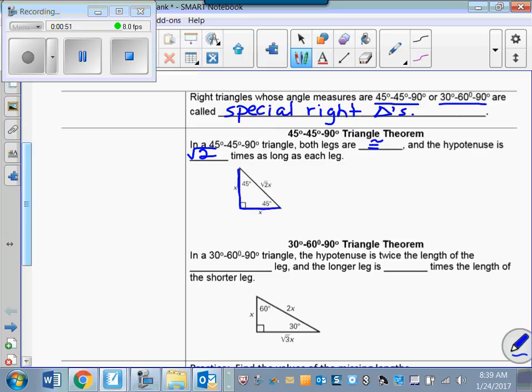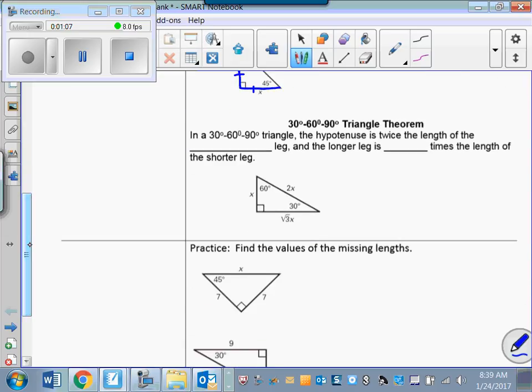Since the base angles are congruent, I know by the converse of the base angles theorem that these two sides would be congruent. So if we label both of them as x, then we know that the hypotenuse will always be the square root of 2 times whatever that leg length is.